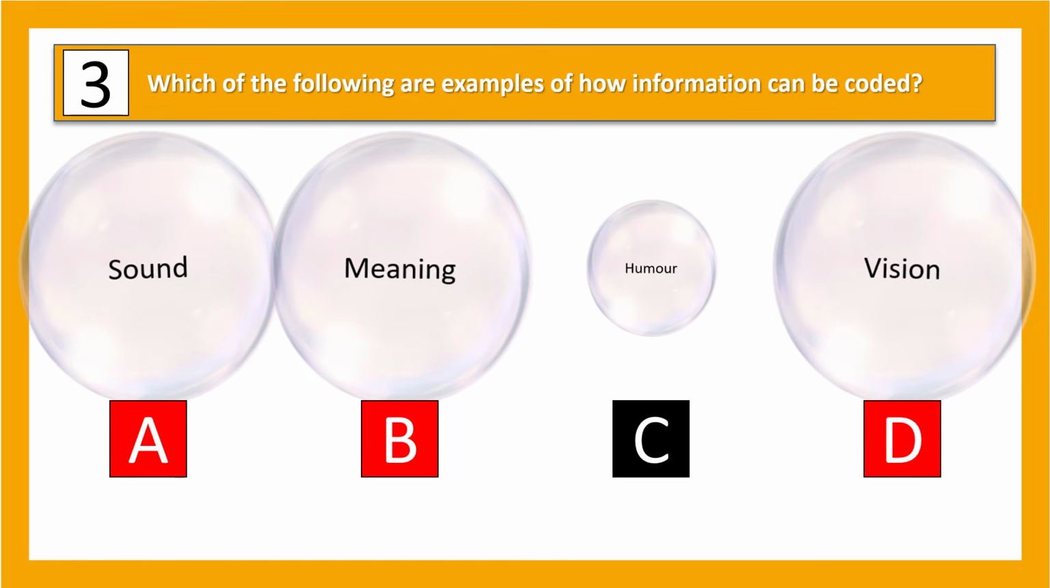Now, humour might sound like it should be right, but actually, you're right, we do remember things that are funny. We might remember a joke someone's told us. We might remember a funny story in detail. But actually, the humour is what makes it semantic, what gives it meaning. So that's why humour isn't correct.